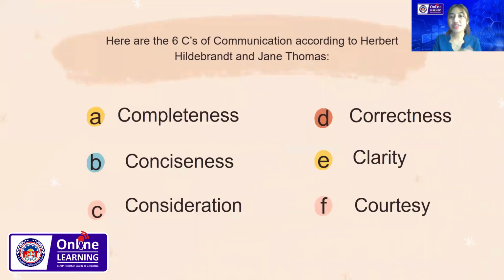Lastly, we have the 6 C's of communication according to Herbert, Hildebrand, and Jane Thomas. Okay, we have completeness, conciseness, consideration, correctness, clarity, and courtesy. Let us first discuss completeness. When we say completeness, it should convey all facts required by the audience. A complete communication always gives additional information where required, meaning to say, it answers all the questions of the audience or the student. Okay, there is no room for further interpretation because he or she already understands the lesson. That is what we call completeness in communication.